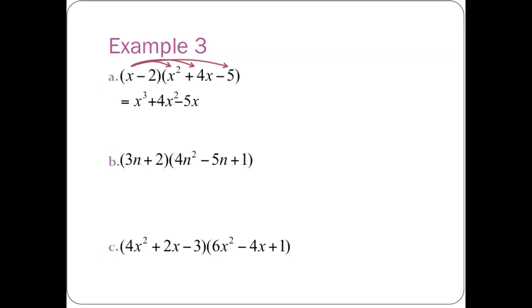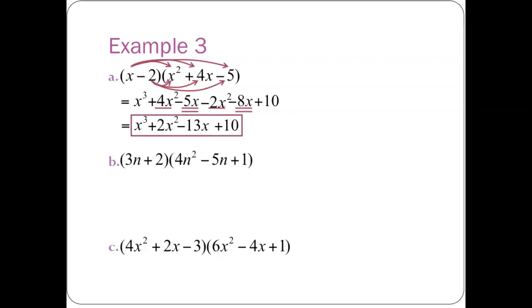And then now let's distribute the negative 2. So we have negative 2 times x squared, that's minus 2x squared. Negative 2 times 4x, that's negative 8x. And then negative 2 times negative 5, that's positive 10. We'll mark the like terms. So 4x squared and minus 2x squared, minus 5x and minus 8x. So this is going to be x cubed plus 2x squared minus 13x plus 10.